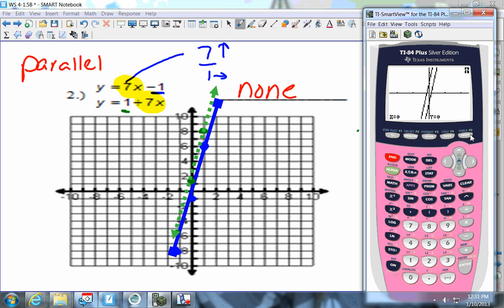When I go to second graph, you're going to see that none of y1 and y2 match. That's how I know that these are parallel lines.